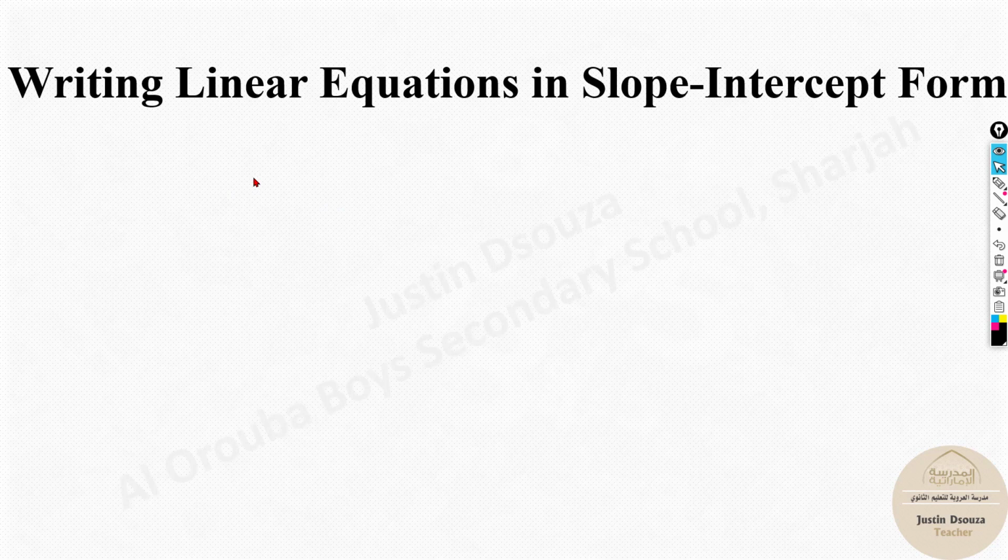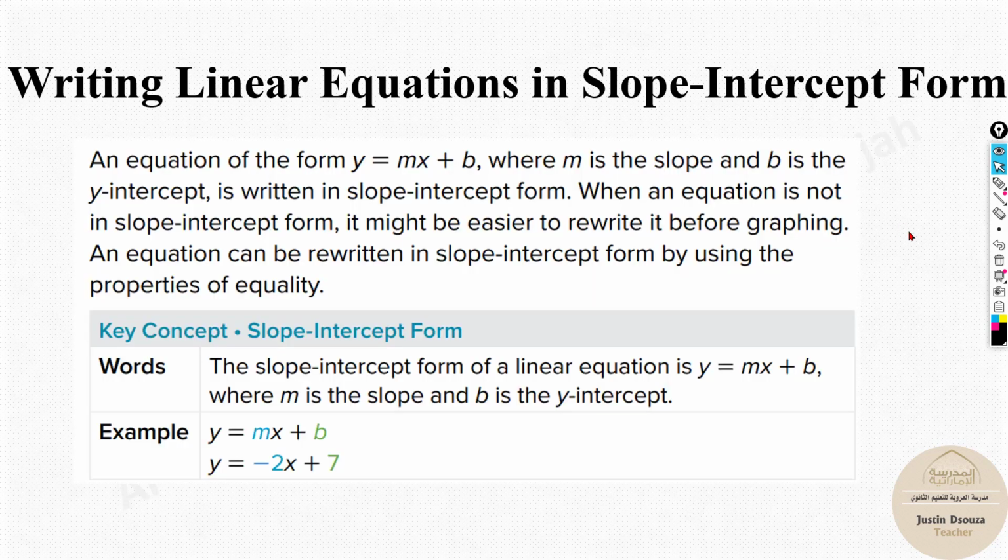Now, writing linear equations in slope-intercept form. Now, you know what a linear equation is, which has power 1. X will be there, it's power 1. It can't be x power 2 or x power 3 or anything. It must be only x power 1. So y equals x is a linear function. Y equals 2x minus 3 is a linear function. All these are linear functions.